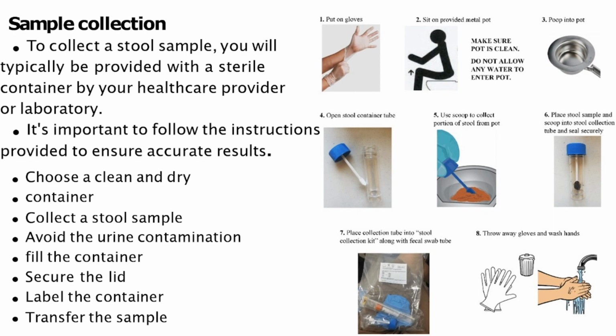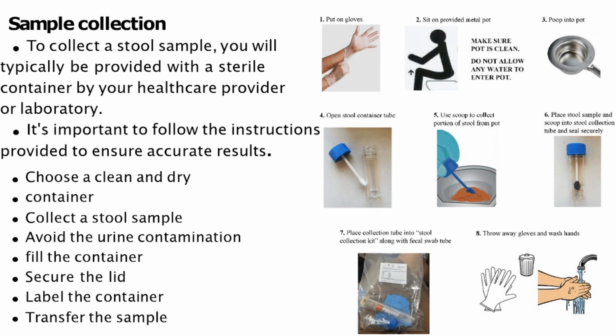Choose a clean and dry container. Always use a clean and dry container. Do not use any contaminated container for the stool sampling. Collect a stool sample. Avoid urine contamination. Fill the container, secure the lid, label the container, and transfer the sample to the medical laboratory safely. As you can see in this figure on the right side, there are steps for the collection of the stool sample.